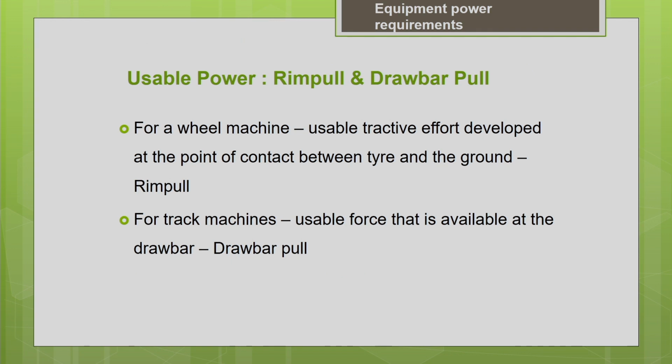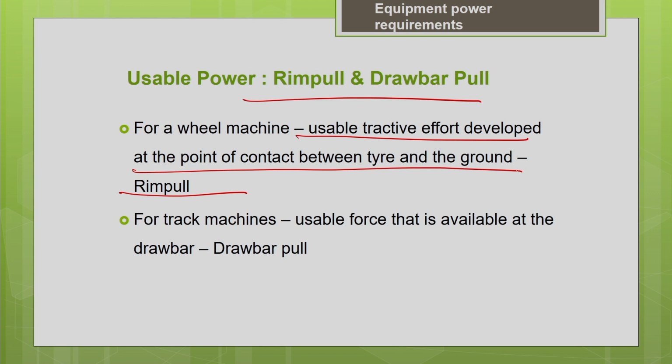The usable power you can express in terms of rim pull or drawbar pull, depending upon the mounting of your machine. Say if it is going to be a wheel or tire mounted machine, we call it rim pull. The usable tractive force developed at the point of contact between the tire and the ground is called rim pull. Similarly, for the track mounted or crawler mounted machines, it is called drawbar pull, the usable force that is available at your drawbar. So the terminology varies with respect to the mounting of your machine.